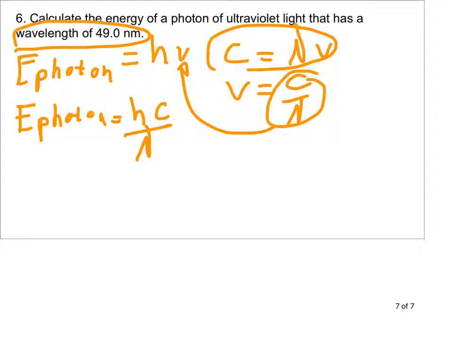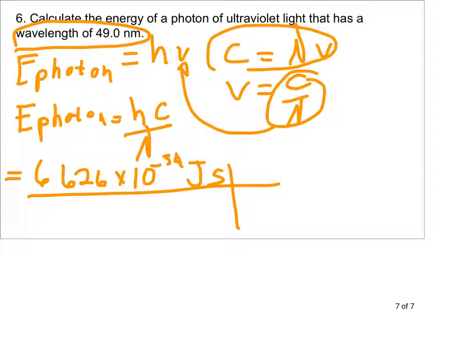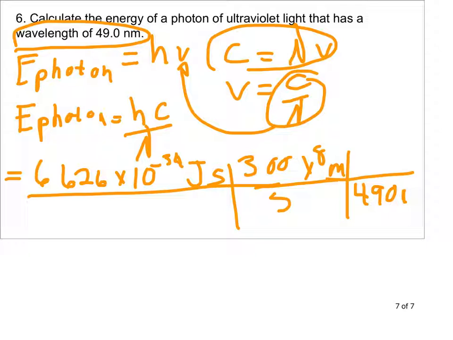Now, we could have calculated the frequency using this formula, then substituted that number in, and that would work. But I always like to put it in one formula, just take all our calculations at one time. So it equals h, which we've just been using, 6.626 times 10 to the negative 34th joule seconds, times c, which is 3.00 times 10 to the 8th meters per second, and then we want to divide it by the wavelength, which is 49.0 nanometers.